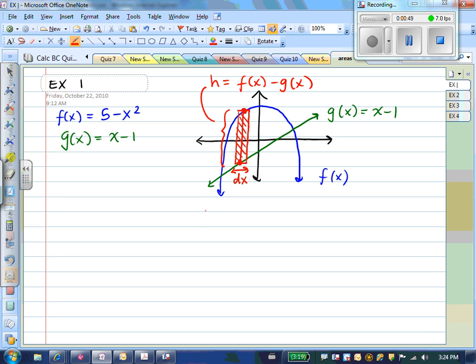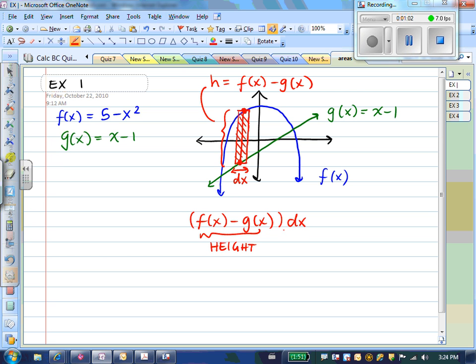Okay, so if we take a look at one rectangle, the height of that rectangle is f minus g. The base of that rectangle is dx. So this right here is the height. This right here is the base. That's just one rectangle. To add up all the rectangles, we're going to use an integral. Okay, there's a couple other pieces that are still missing.